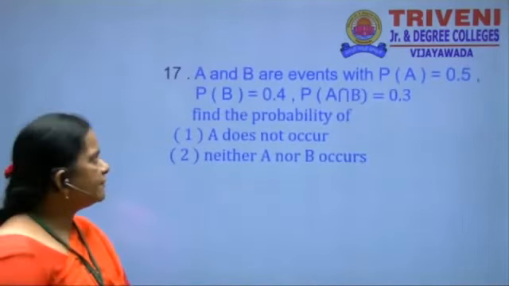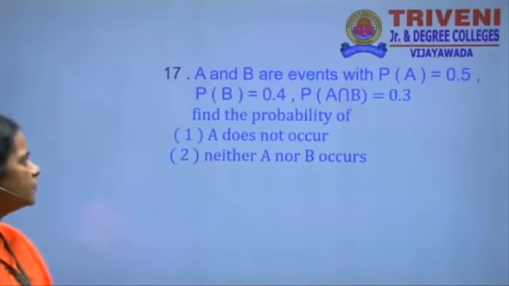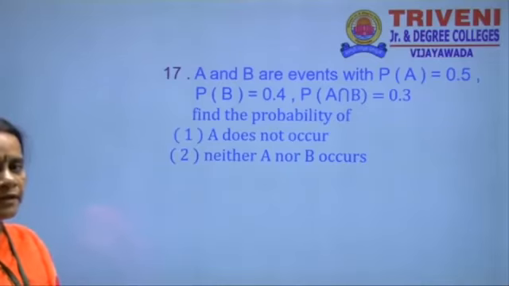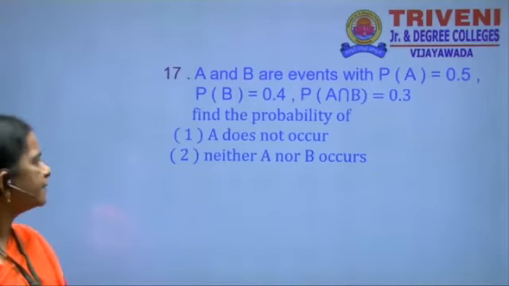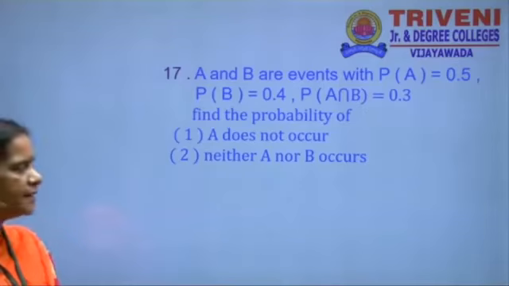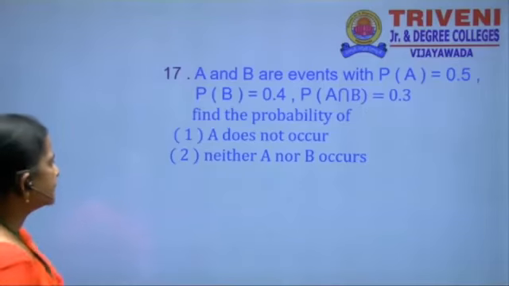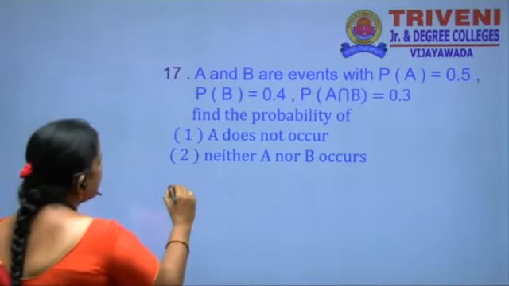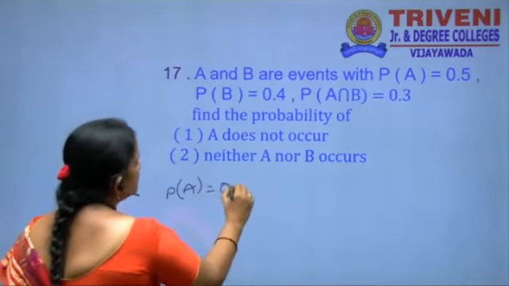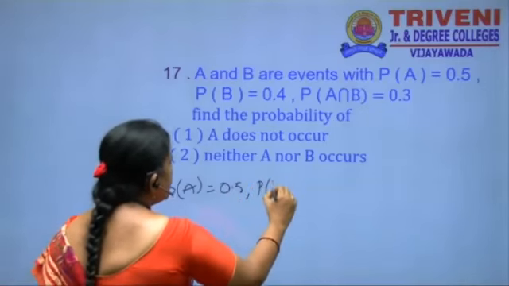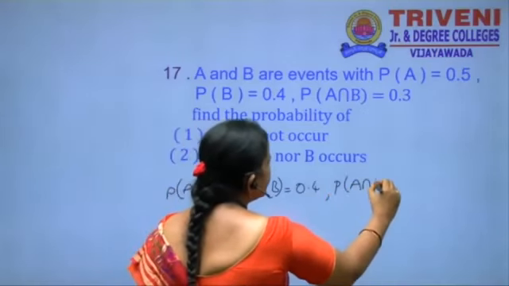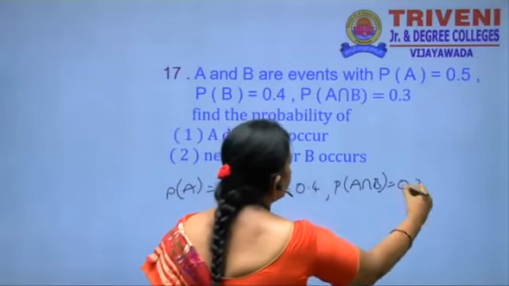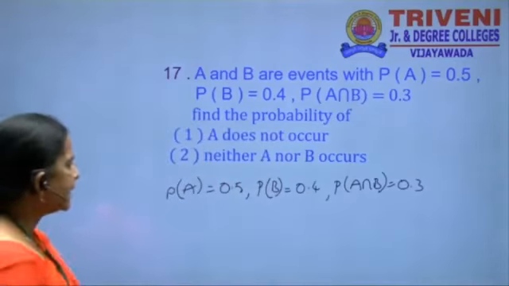A and B are events with P of A is equal to 0.5 and P of B is equal to 0.4 and P of A intersection B is 0.3. Then find the probability of A does not occur, and second one is neither A nor B occurs. A does not occur. They given the value P of A is equal to 0.5, P of B is equal to 0.4, P of A intersection B is equal to 0.3.